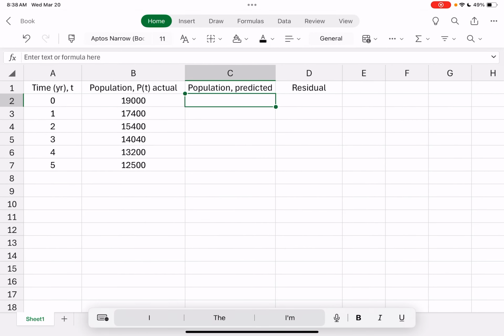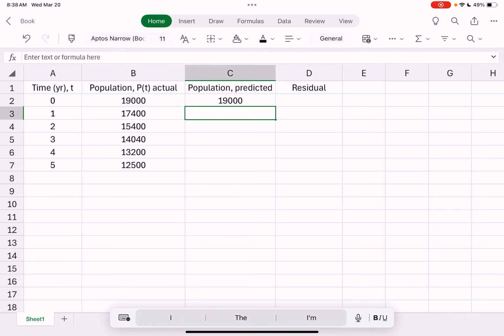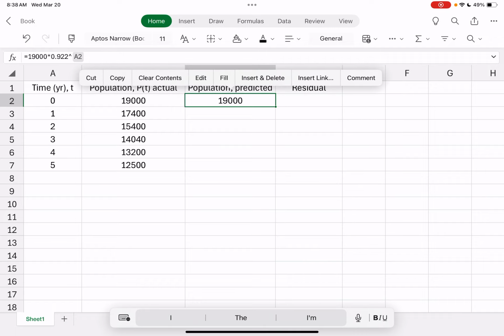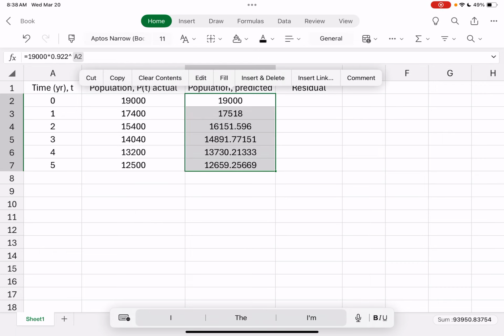So now we need predicted. So now I need to use my equation. So equals 19,000 times 0.922 to the, and then we're going to use that first box right there. So there's my predicted. Now, normally on your computer, you would click that little box and go down. On the iPad, you have to hit fill first and then drag down. Okay, so there are my predicted values.